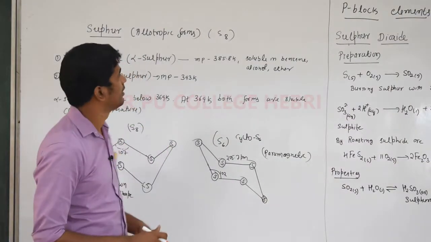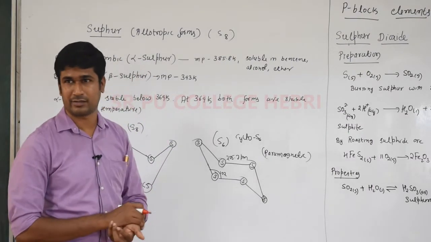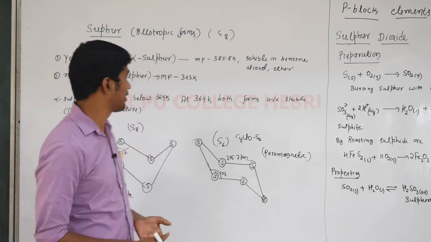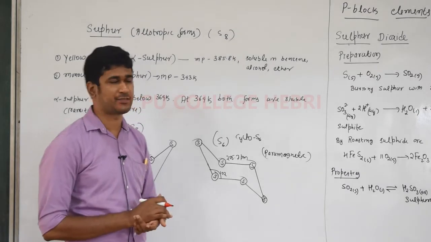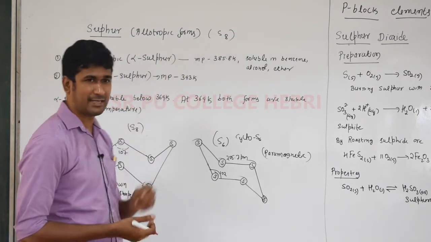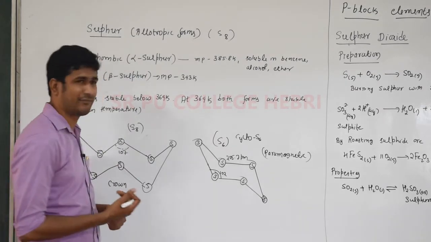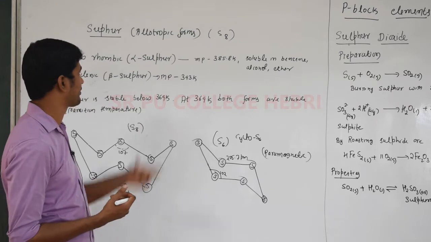Hello students, in group 16 elements we have discussed dioxygen, ozone and their chemical properties, and in today's class we are going to discuss sulfur, its allotropic forms and its properties. Sulfur exists in two allotropic forms. One is yellow rhombic sulfur, alpha sulfur, and the second one is monoclinic sulfur, that is beta sulfur.